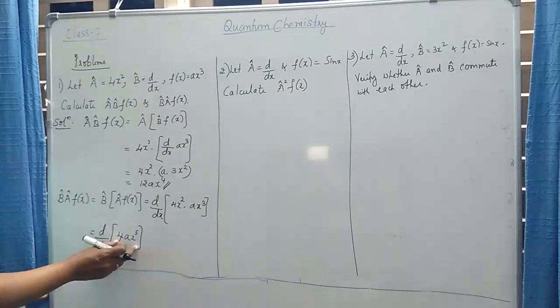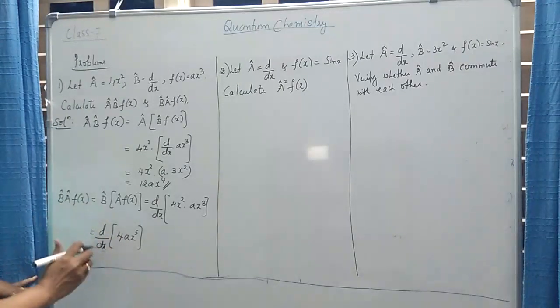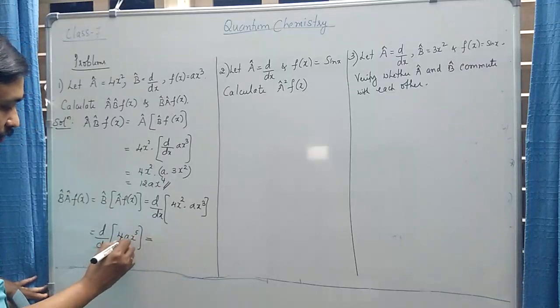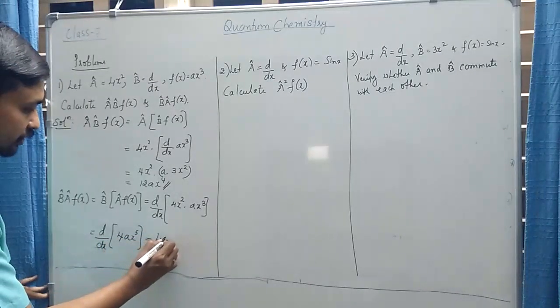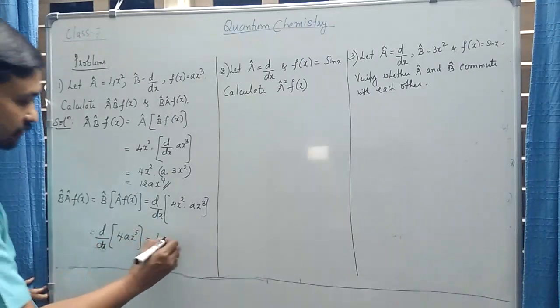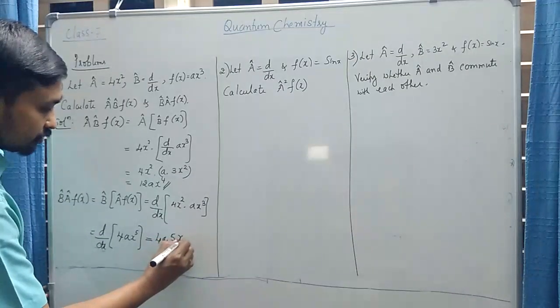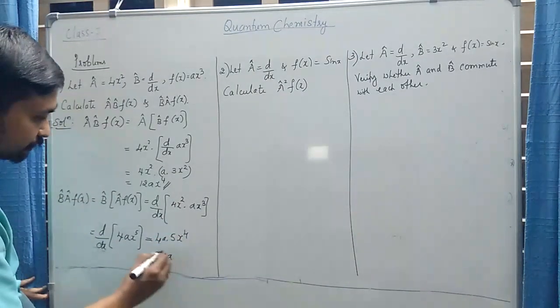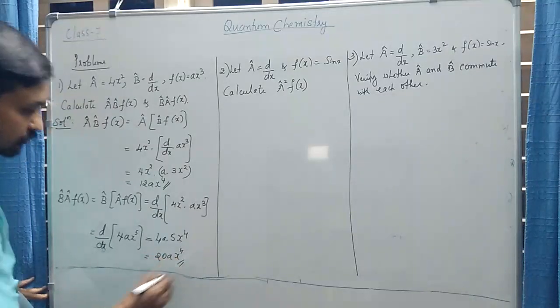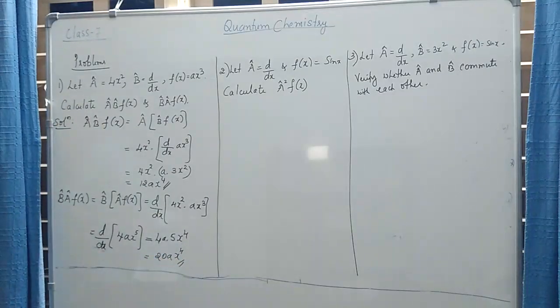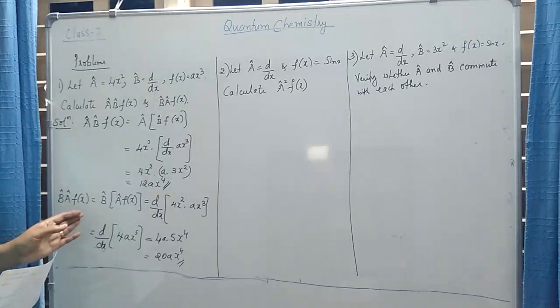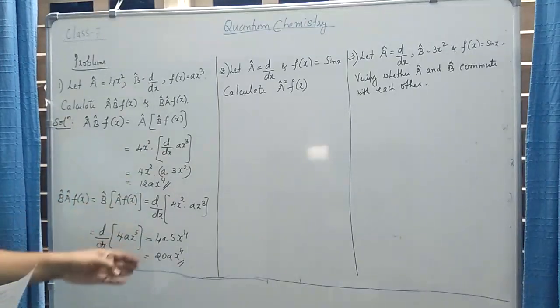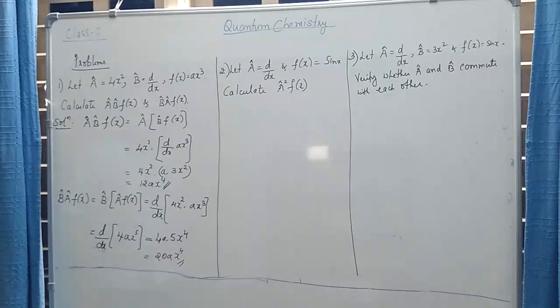Now on this resulting function, let us apply the second operator B, that is d by dx. 4 is a constant, a is a constant, into differentiation of x to the power 5, which is 5 into x to the power 4, so which is 20a x to the power 4. Okay, so we have evaluated A into B of f of x and B into A of f of x. Clearly you can see that the final results are not one and the same. So A into B is not equal to B into A.